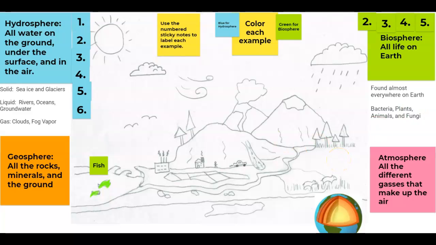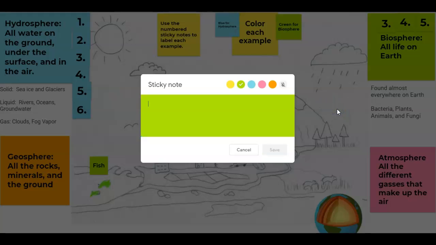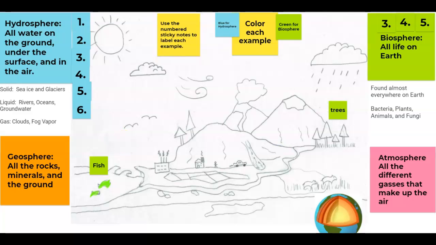What else is part of the biosphere? Think about it. Point to your screen. Can you name another part of the biosphere? Huh. Well, here I see, what do I see here? I see some trees, right? Some trees. Write that down. They are absolutely part of the biosphere, for sure. So I'm going to color those in green as well.